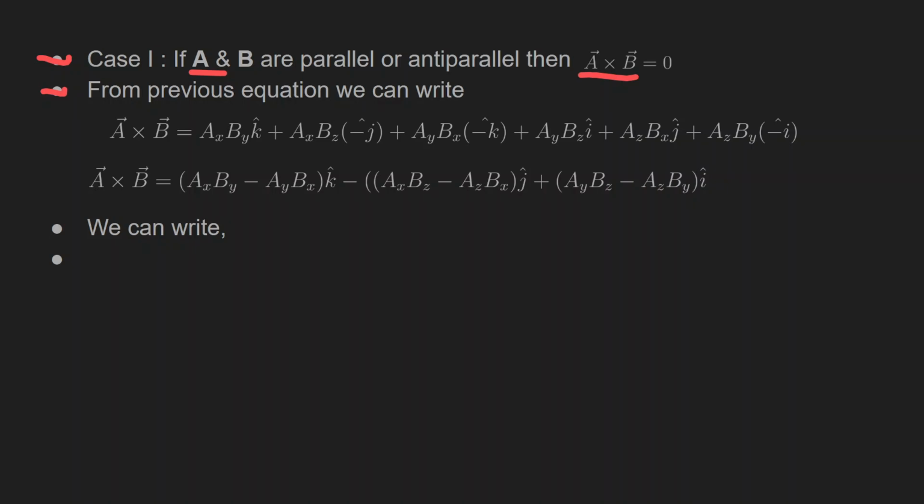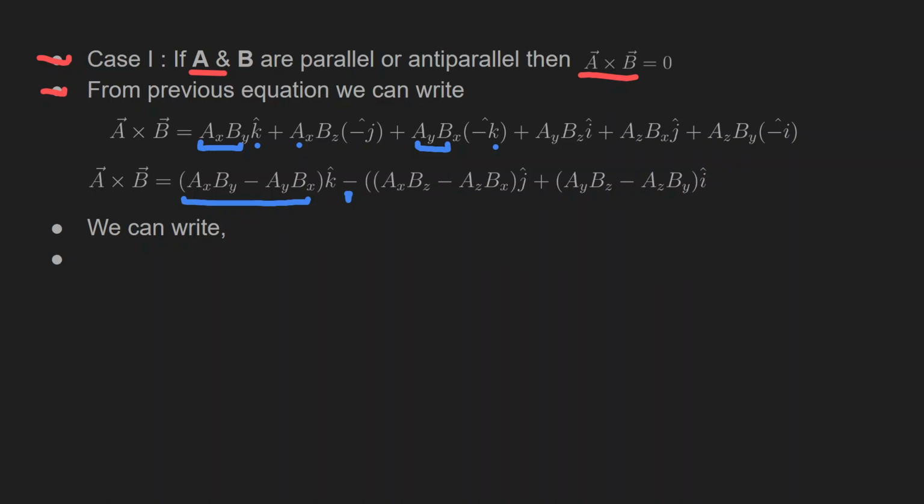Now I take the like terms. So this k cap is over here, k cap is over here. So I do ax by, there is a minus sign over here, so minus ay bx. So I get this first term in the k direction. Now comes this j. Now I am taking the minus sign common, the reason I will tell you. So ax bz, this term, and another j term is this.